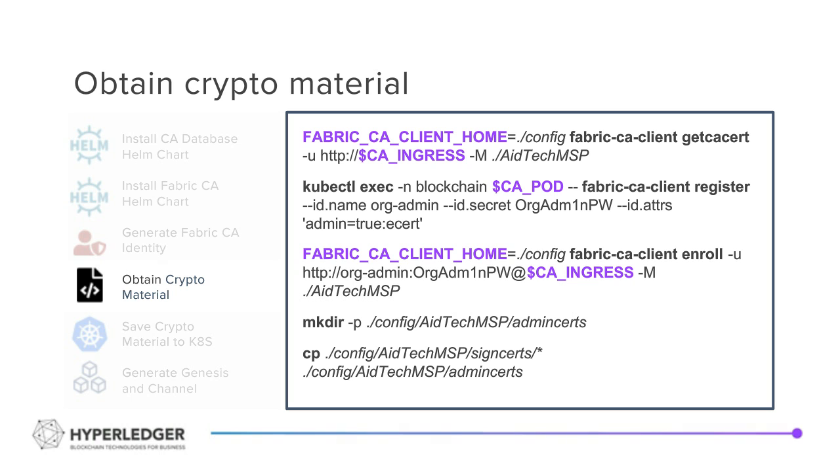Then you can use kubectl exec to execute the register command inside the Fabric CA to register the organization we will use to host the orderers and the peers. Once we have registered the identity, we can use the Fabric CA client again and actually enroll the identity and get our private key and our certificate. We'll copy the certificate from signed certs also into the admin certs folder, since this identity is the admin.